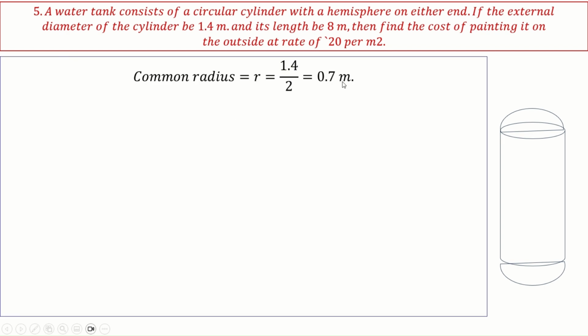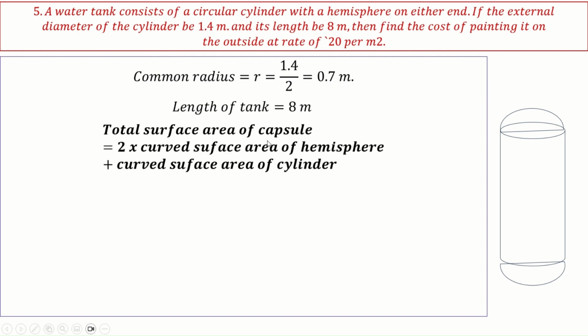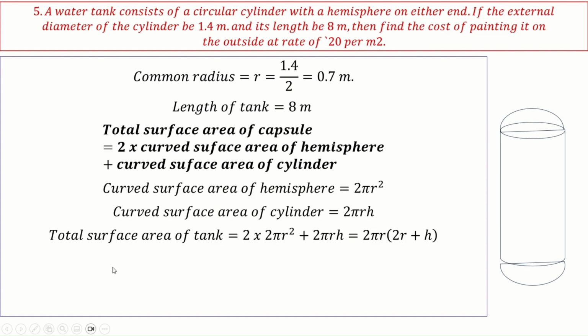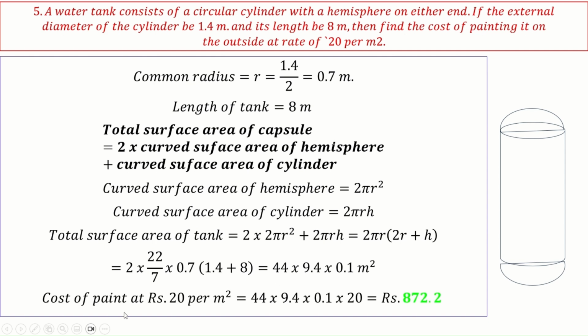Common radius is 0.7 meters. Length of the tank is 8 meters. Total surface area, we know, is two curved surface areas of the hemisphere plus the curved surface area of the cylinder. If I calculate directly, this is the value I will get. Now the cost of the paint at rupees 20 per meter square, so multiply with 20, and what you will get is rupees 872.2.